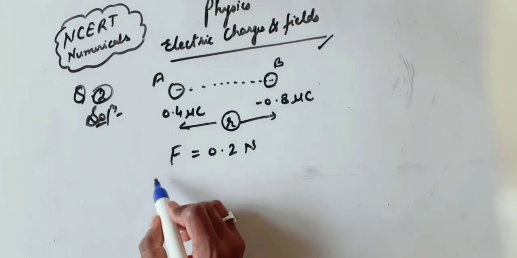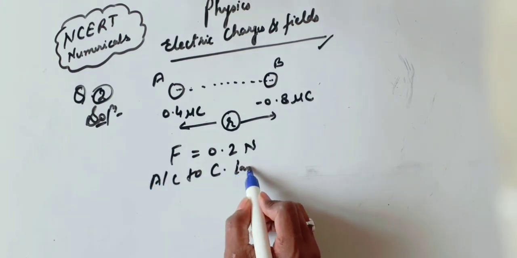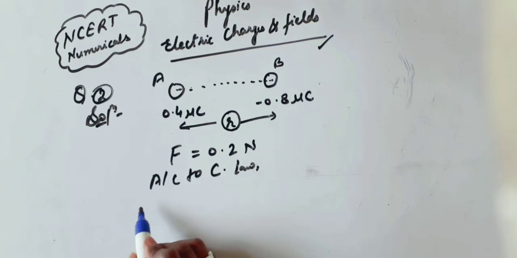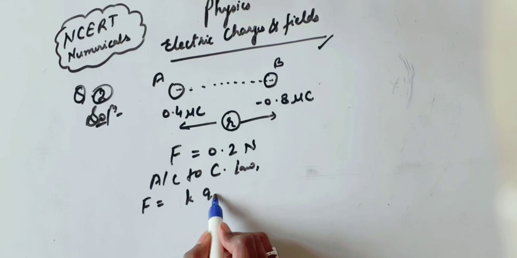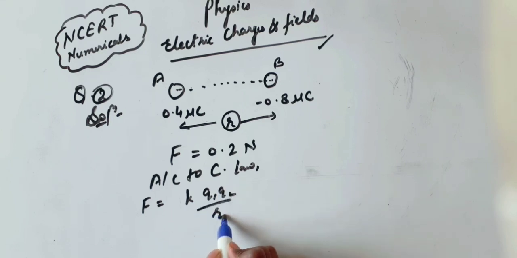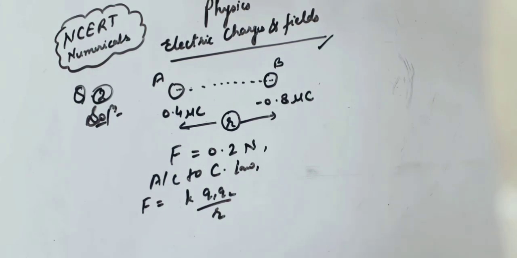So according to Coulomb's law, we can write here F is equal to K Q1 Q2 by R square. I have already discussed this before solving the numericals. We will convert all the values into SI unit form.